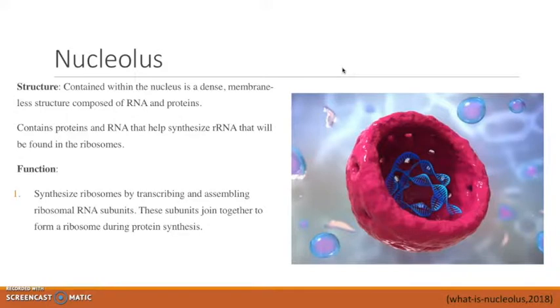It has a few functions. So first is to synthesize ribosomes by transcribing and assembling ribosomal RNA units. These subunits join together to form a complete ribosome during protein synthesis. Second is to form signal recognition particles. And the last one is that it also plays a role in the cell's response to stress.